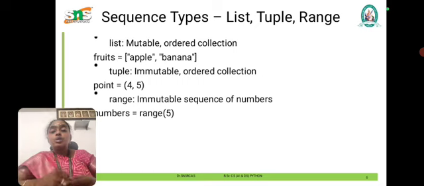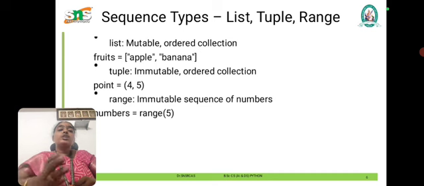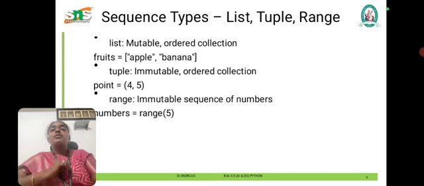The next one is a tuple. It is also an ordered collection, for example point of 4, 5, and this is the tuple representation. And range is a sequence of numbers; range of 5 gives 1, 2, 3, 4, 5.